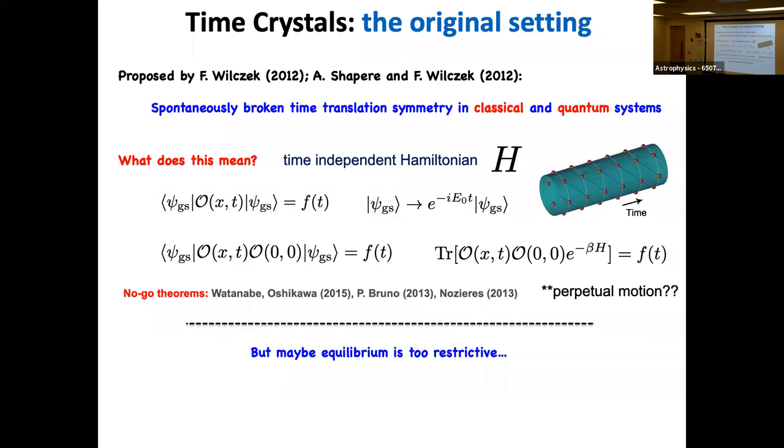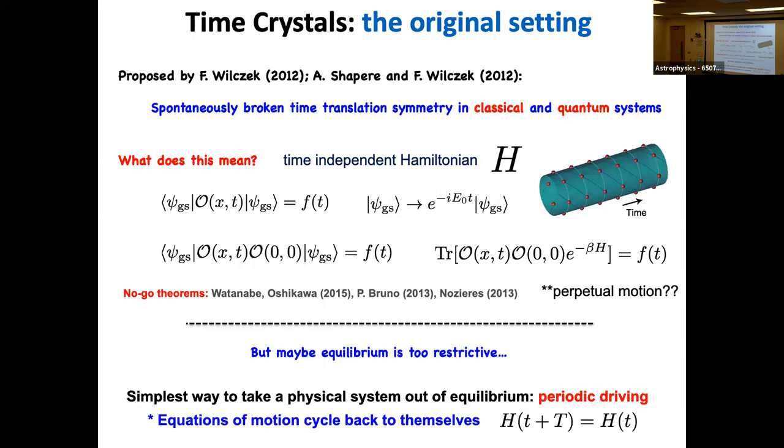It also is very broad and hard to analyze. So people start to analyze a slightly simpler non-equilibrium situation, but one that's the most mildly non-equilibrium system that one can imagine. And one of the simplest ways to take a physical system out of equilibrium is to simply periodically drive the system. And this means that the Hamiltonian is no longer time independent.